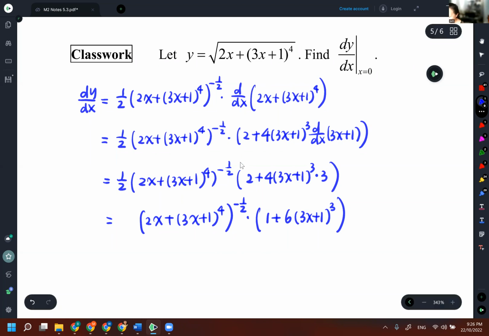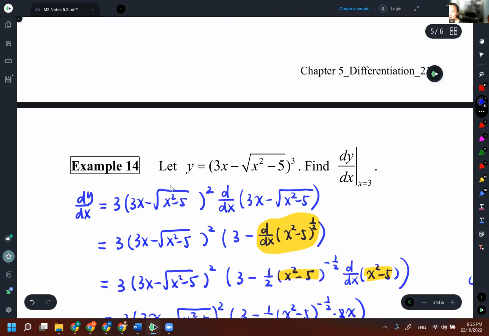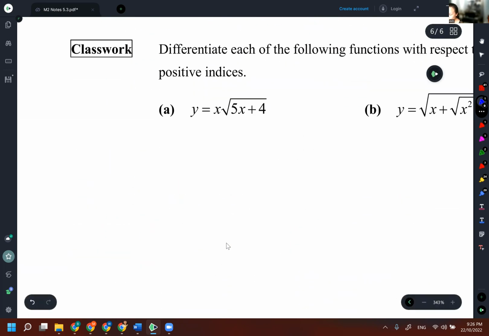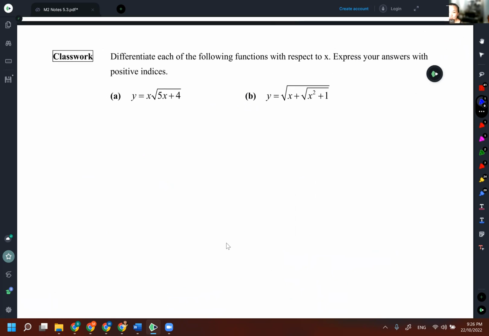That's okay. Now, because the last question is the hardest, it's a chain rule inside something else, and then another chain rule, I gave you 4 more classwork to do. If you're done, you check your answer with me. I'm not going to pause my screen this time, okay?